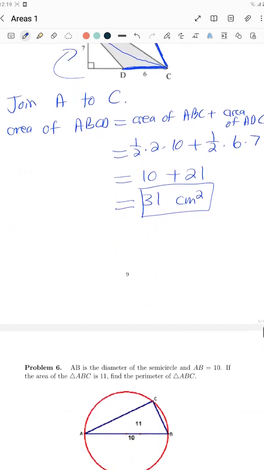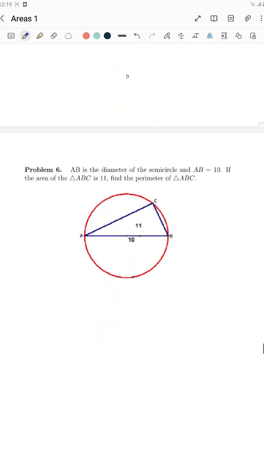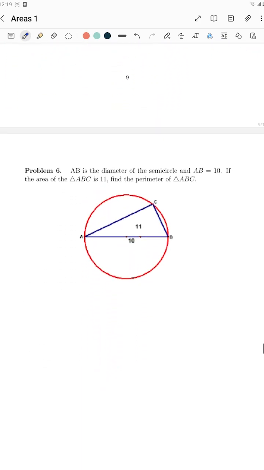Good. Let's move on to problem 6. Now problem 6 is about circles. And here we go. AB is the diameter of the circle, and AB is 10. If the area of triangle ABC is 11, find the perimeter of triangle ABC.